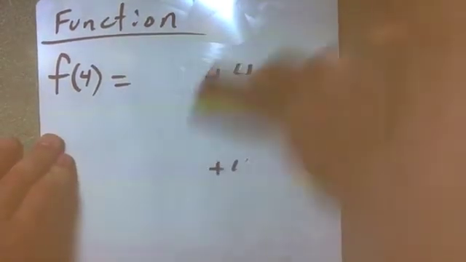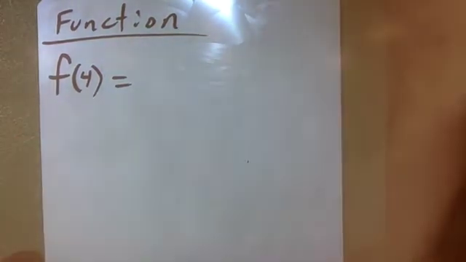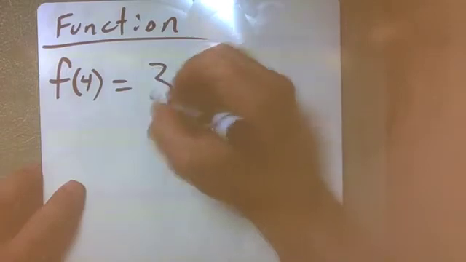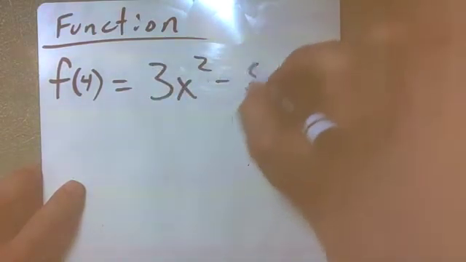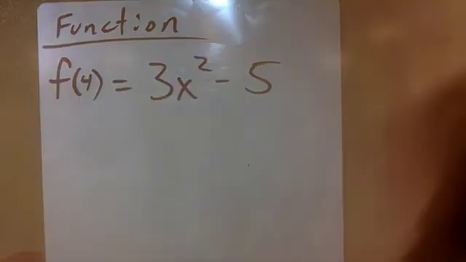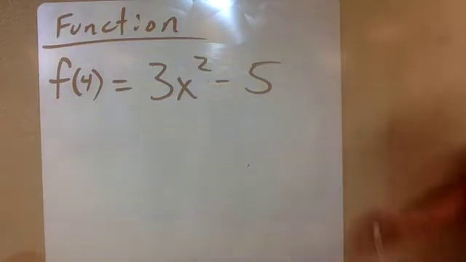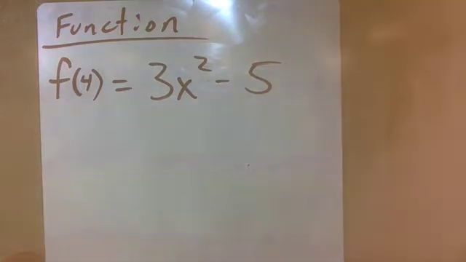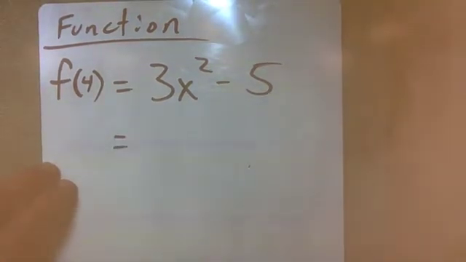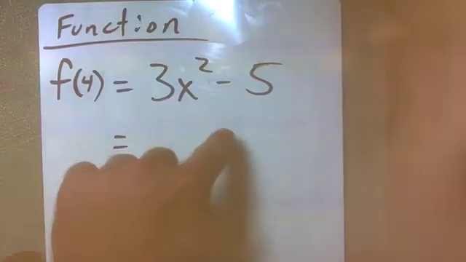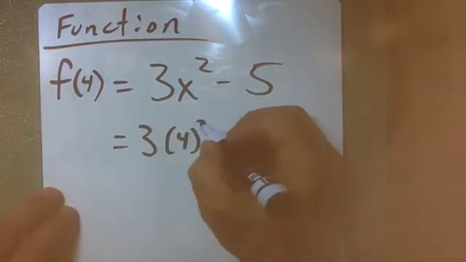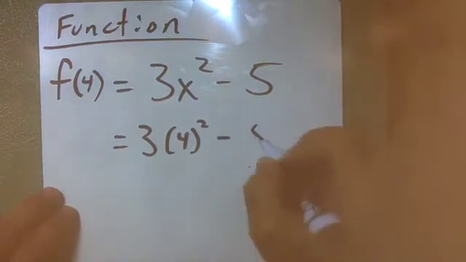So let's just leave it at 4. We're going to substitute a 4 into this problem. And let's say it's 3x squared minus 5. So just a teeny tiny bit more complicated because we have to square the x first, which is going to be a 4, before we multiply it by 3. So let me show you what I mean. First step is always take whatever number they give you and put it in for x. So 3 times 4 squared instead of 3 times x squared minus 5.